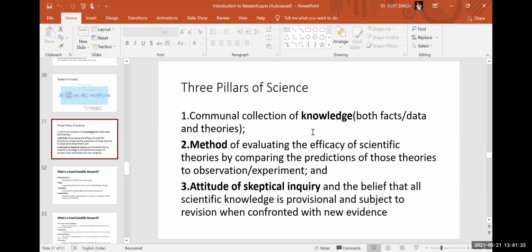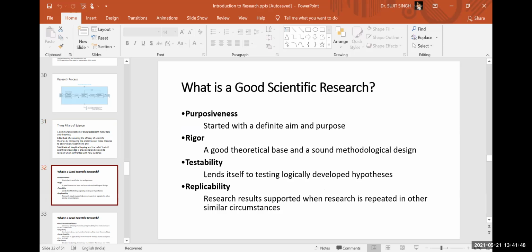So, skeptical inquiry with the doubt is very necessary. You have to doubt each and everything. And then you can confirm, okay, this is happening or not. Okay. What should be the good research? Good scientific research. That should have a purpose. Purpose means some aim, some goal has to be achieved. So that started with a definite aim and purpose.